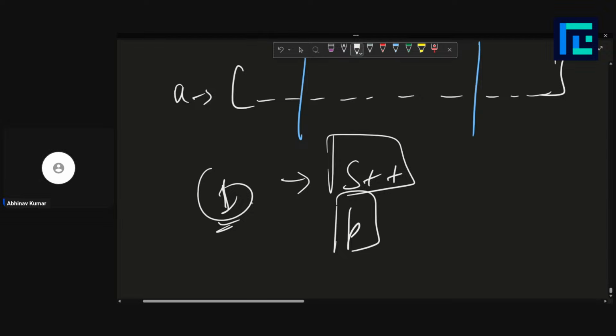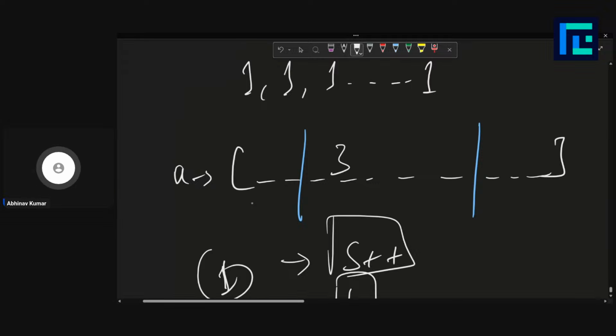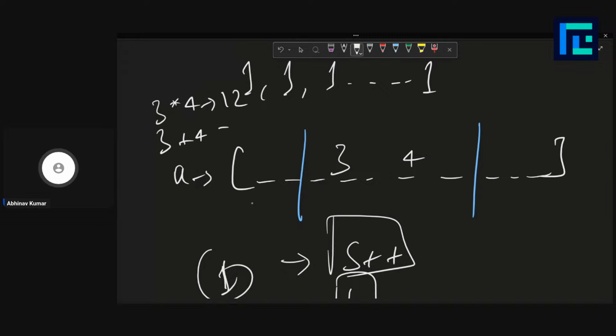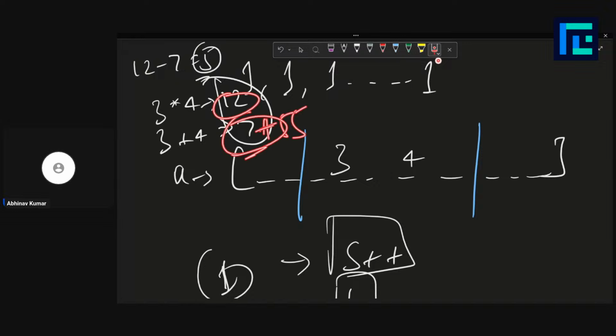So if you have in the sequence, let's say, a 3 and a 4, then the product of 3 into 4 is 12, the sum of 3 plus 4 is 7. In order to make the sum and product equal, their difference is 5, so you would have to add 1 five times to make this sum, add a plus 5 to this sum and the product would not get affected.